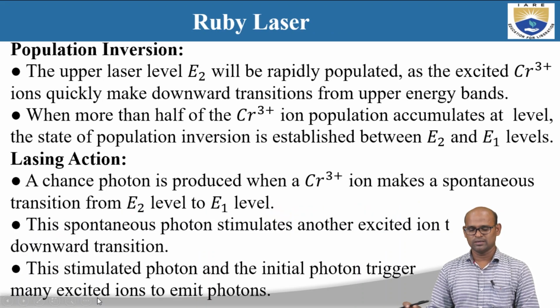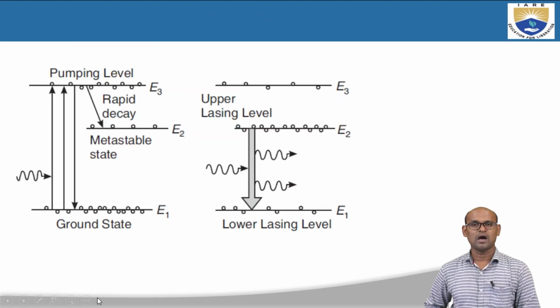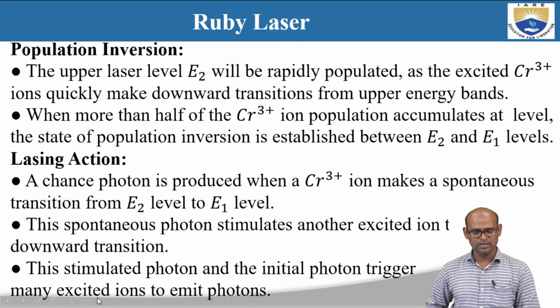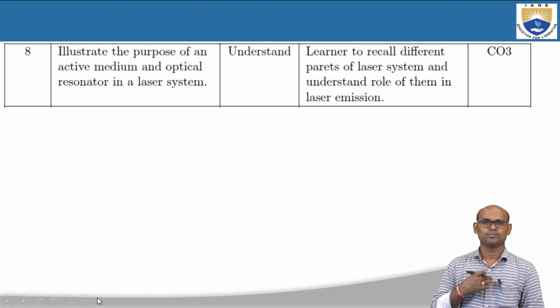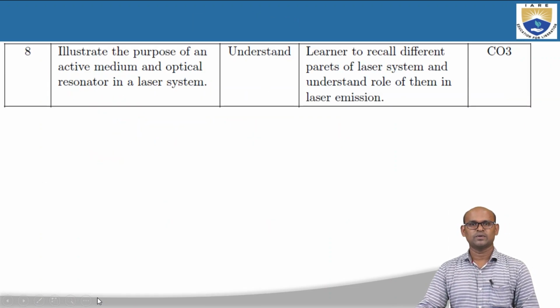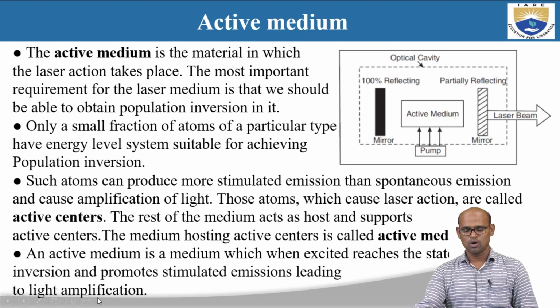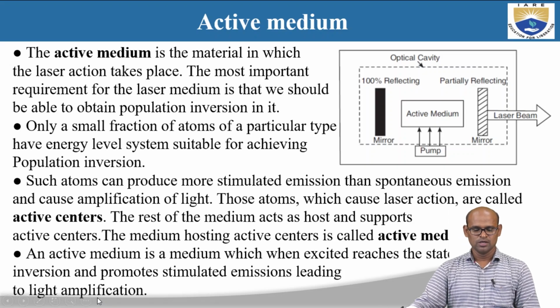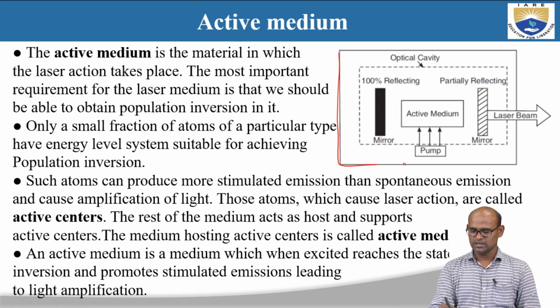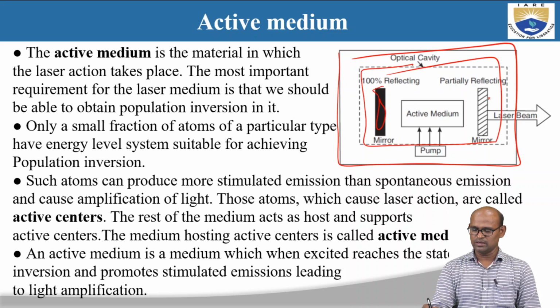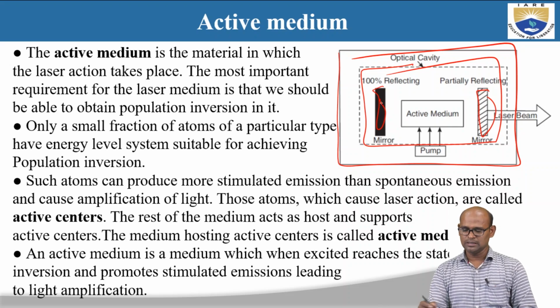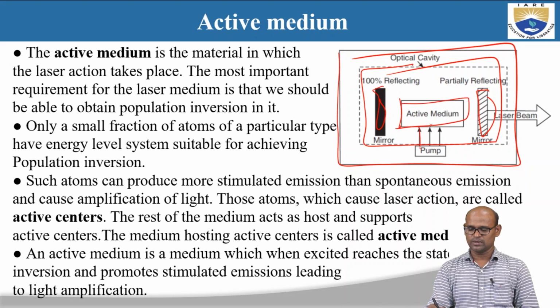We can take the ruby laser and the helium neon laser to explain how we achieve population inversion and how lasing action takes place. We can take one of them, so we have taken the ruby laser here. Illustrate the purpose of an active medium and optical resonator in a laser system. What is the active medium and how is it useful in lasing action? In the optical resonator, you have two mirrors, one partially reflecting and one 100% reflecting. In between you have the active medium that is connected to a pump.